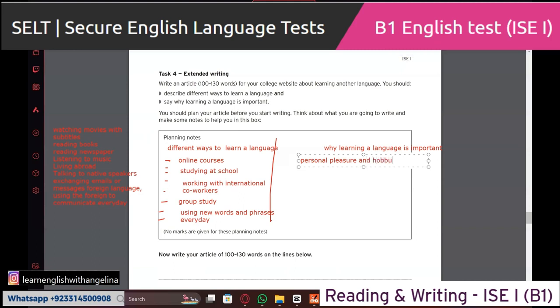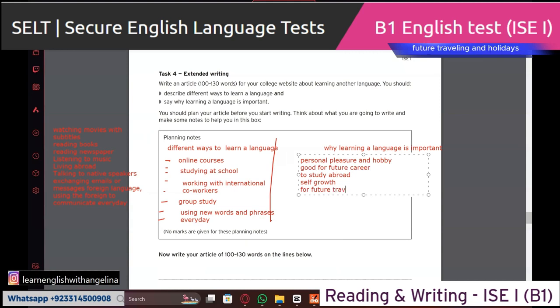What do you say? It's good for your future career. Why is it important to learn a language? Good for future career, to study, and also it is important to study abroad, right? It is important for self-growth, for future traveling and holidays, and a good future job. Career means job.